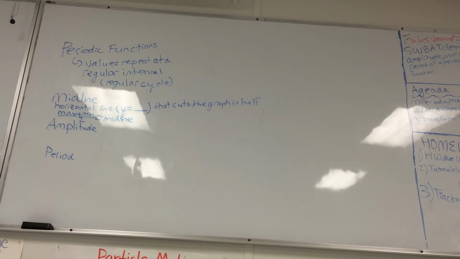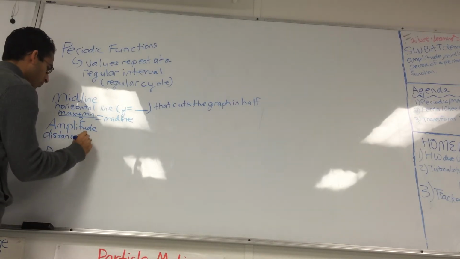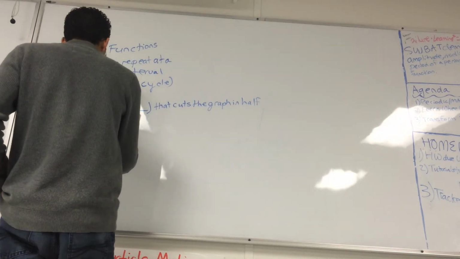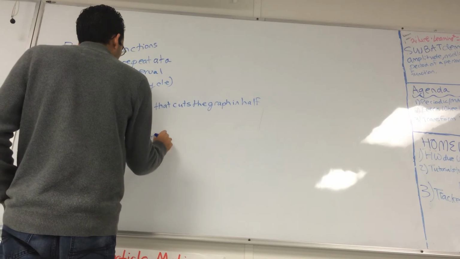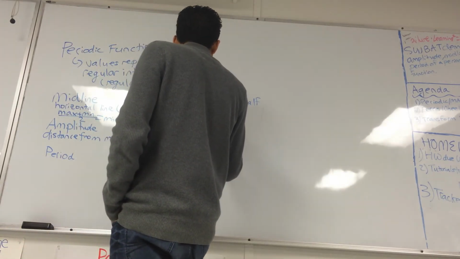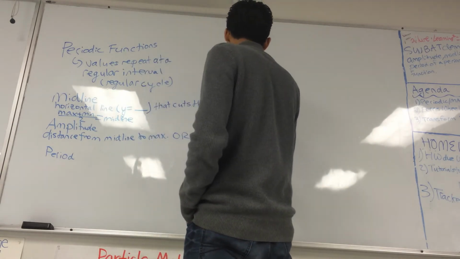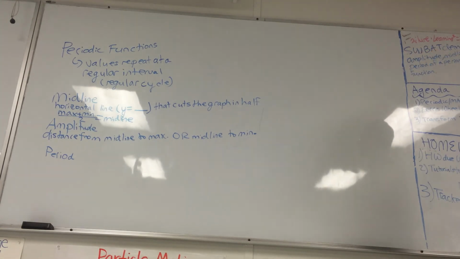Amplitude was the distance from the midline to the max or the midline to the min. So amplitude is the distance from midline to max or midline to min.